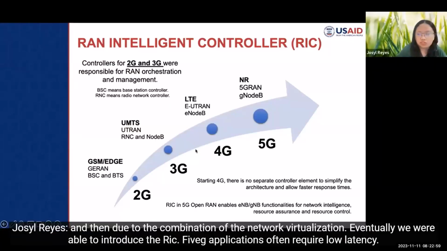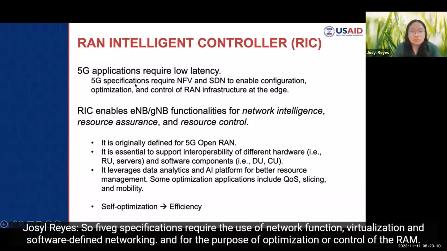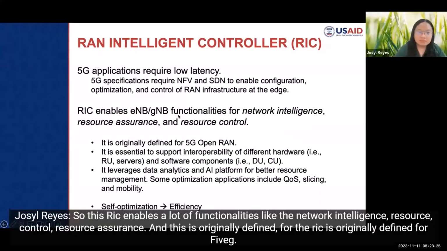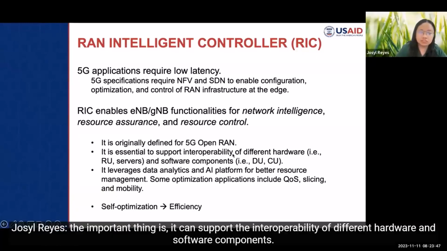And then due to the combination with network virtualization, eventually we were able to introduce the RIC. 5G applications often require low latency. So 5G specifications require the use of network function virtualization and software-defined networking, for the purpose of optimization and control of the RAN. This RIC enables a lot of functionalities like network intelligence, resource control, resource assurance. The RIC is originally defined for 5G, but it can be updated to support not only 5G. The important thing is that it can support the interoperability of different hardware and software components.